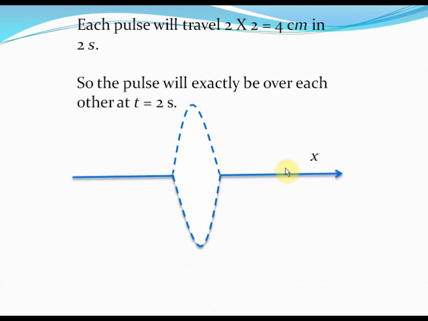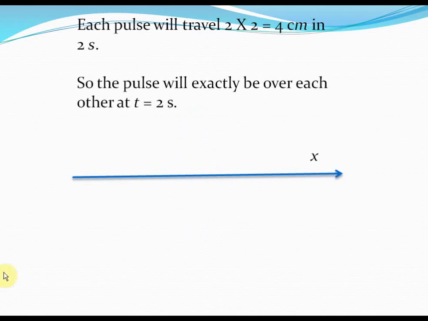Since we've already discussed that the final displacement in this region will be the sum of this displacement and this displacement, the final displacement in this region will be 0. This is because from any point from here to here, this wave has a positive displacement and this wave has an equally negative displacement. So the sum, positive plus negative, gives 0 displacement in this region. Something like this.